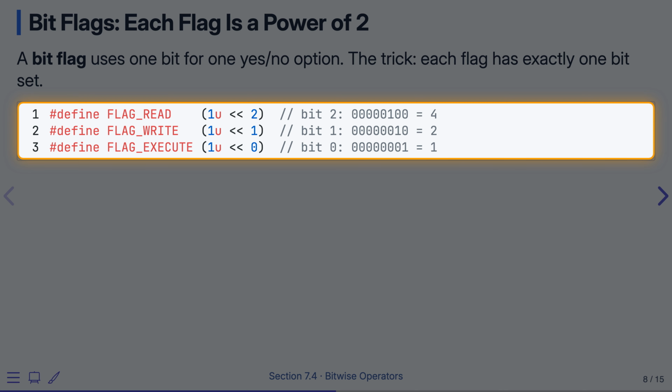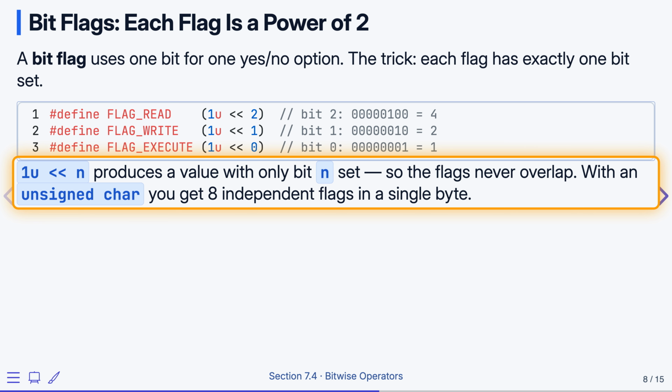The expression 1 shift n always produces a value with only bit n set, so the flags never overlap. With an 8-bit unsigned char, you can store 8 independent flags in a single byte. With a 32-bit int, you get 32.